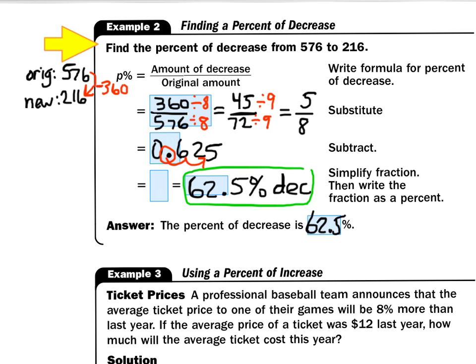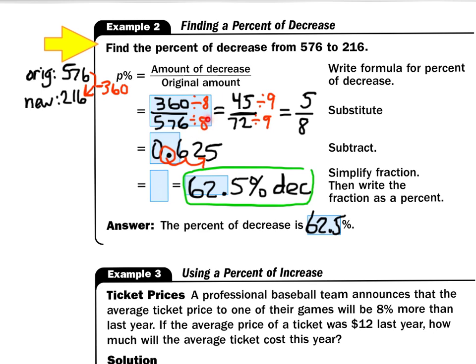Okay, so take a look at example 2. So they want the percent of decrease from 576 to 216. So again, set it up like this. The original number that they gave me was 576. The new number that they gave me was 216. So you can see that the numbers went down. It decreased by 360. So I put the amount of decrease, 360, over the original, 576. And then I reduce the fraction as much as I can before I do the in and out.